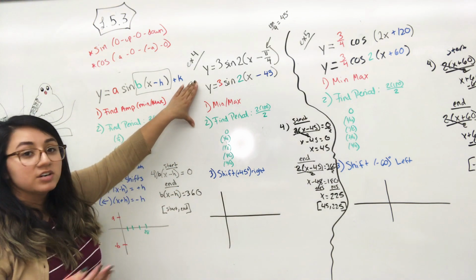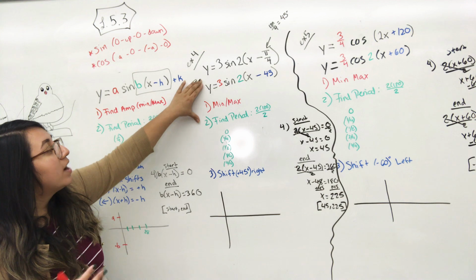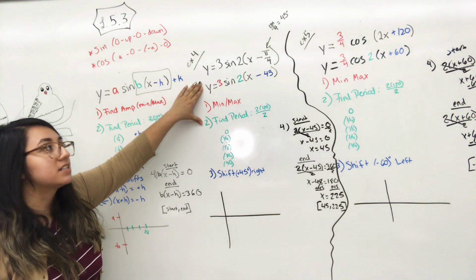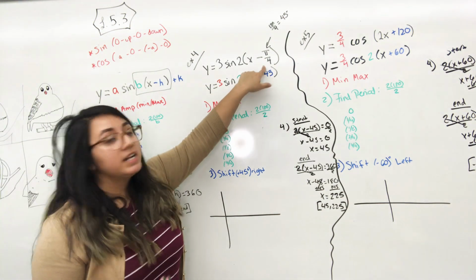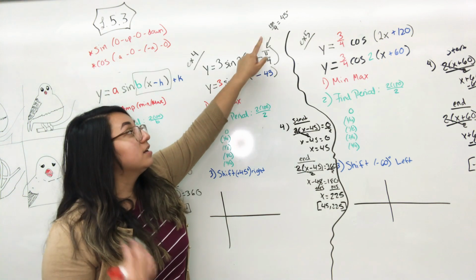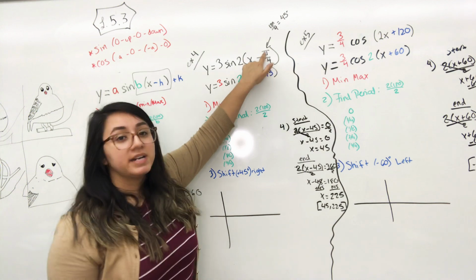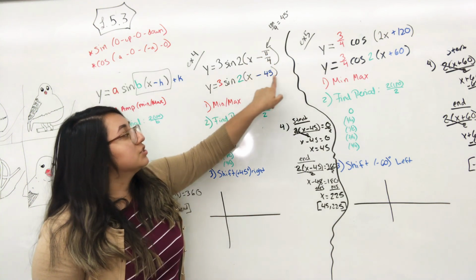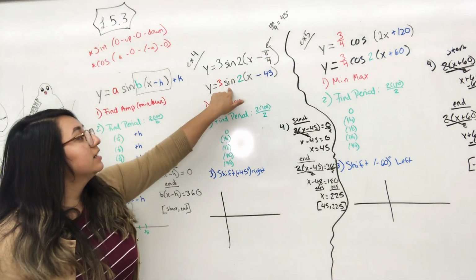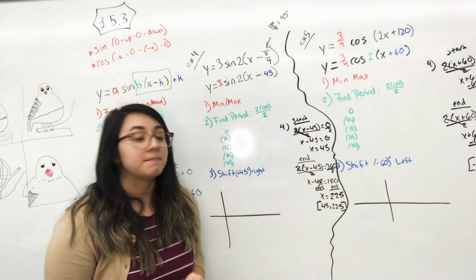Example 4, sorry. Y equals 3 sine 2 times x minus 45. So radians, I don't like radians personally. I convert it to degrees. To convert it to degrees, it's 180, so it's your radians, divided by 4, which is 45. So we have 3 sine of 2 times x minus 45.